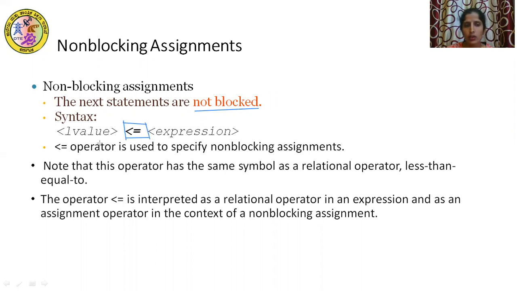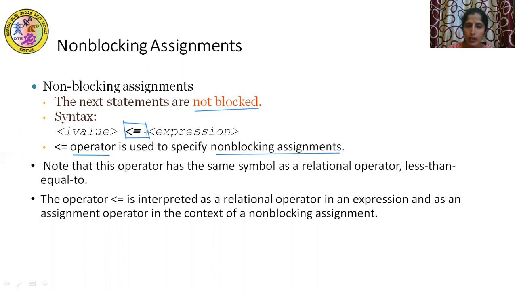So here also we have LHS and RHS, similar to what we have come to know in blocking assignment. The only change here is we have a single equal to as the blocking assignment operator, whereas less than or equal to constitutes the non-blocking assignment operator. So this operator is used to specify non-blocking statements.